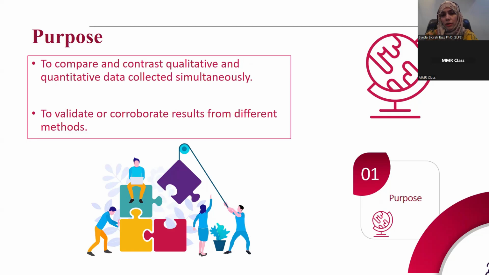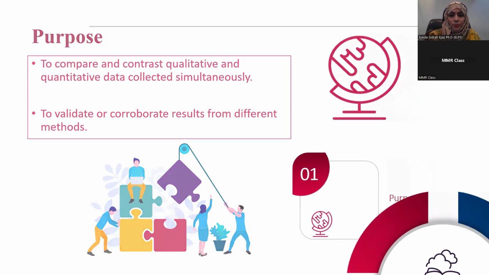There is no hard and fast rule. In this design, a researcher is independent to collect the data simultaneously. Whether he collects the qualitative data first or the quantitative data first, or side by side, the researchers can conduct the data collection to validate and corroborate results from different methods. It's also a second purpose.